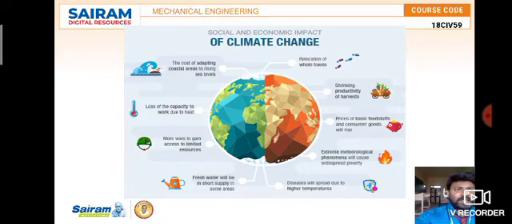What we are seeing is relocation of whole towns and shrinking productivity of harvest. Prices of basic foodstuffs and consumer goods will rise, extreme meteorological phenomena will cause widespread poverty, and diseases will spread due to higher temperatures. Now, what are the social impacts of this climate change? The cost of adapting coastal areas to rising sea levels, the loss of capacity to work due to heat, more wars to gain access to limited resources, and fresh water will be in short supply in some areas.